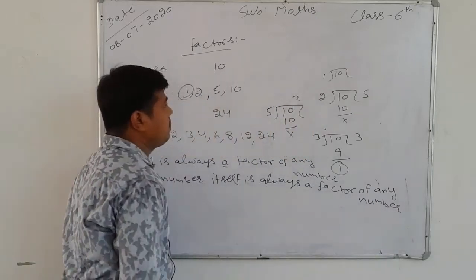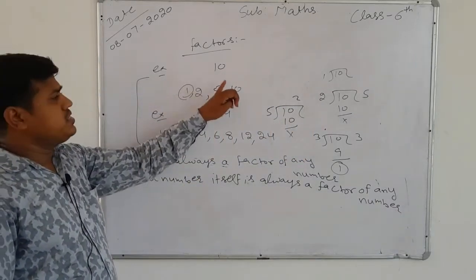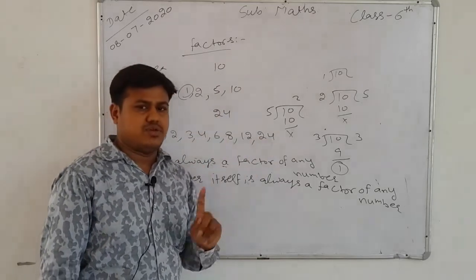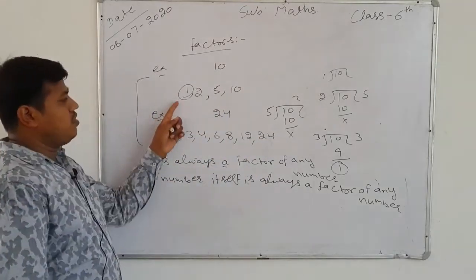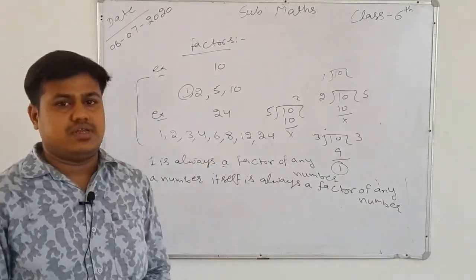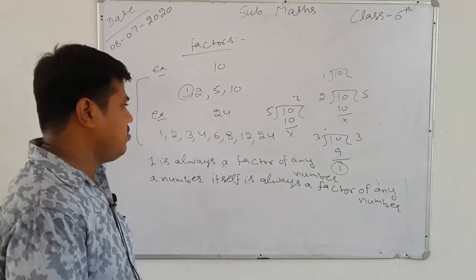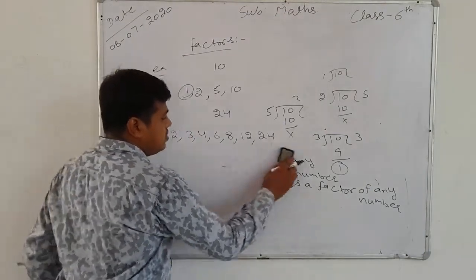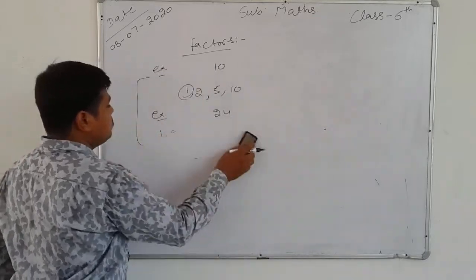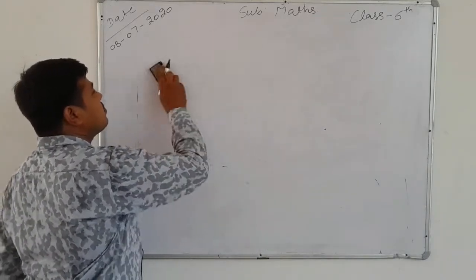Like if we take 10, it means 10 is also a factor. If we choose 24, then 24 is also a factor. 1 is always a factor, and 24, the same number itself, is also a factor. How will we find the factors of any number? We will discuss. I hope you will understand.